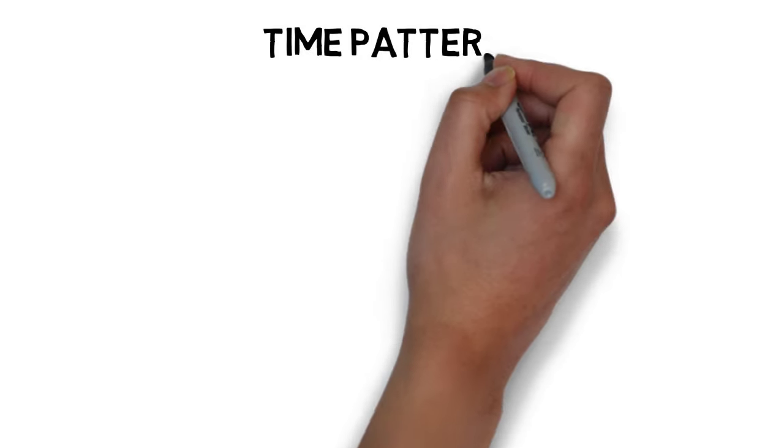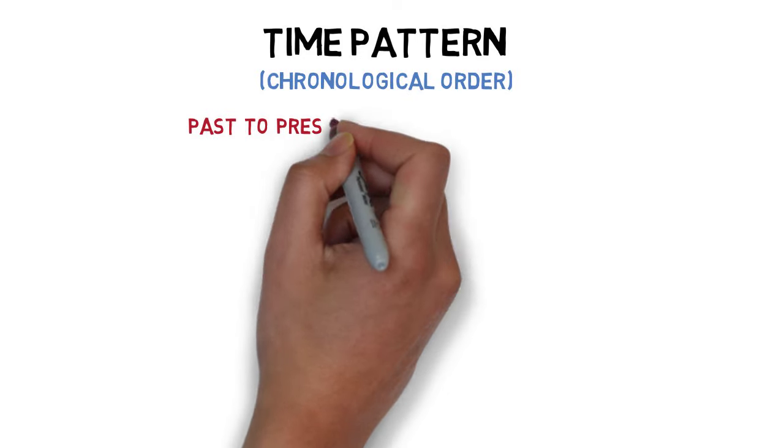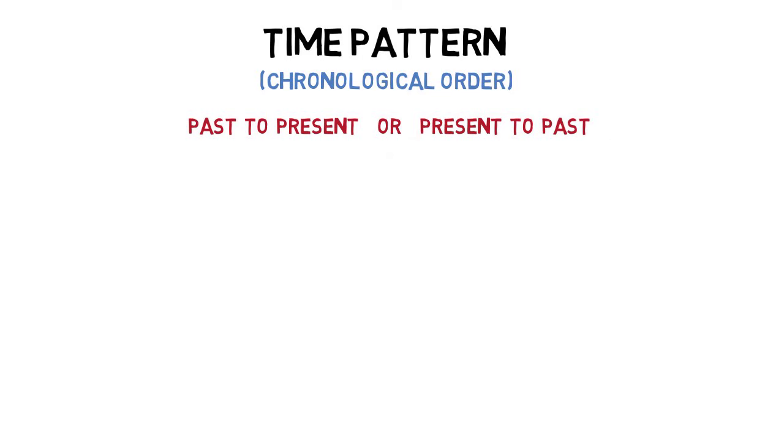A common way to arrange main points in a speech is by when events occurred in time. Time patterns can move from the past to the present or from the present to the past.